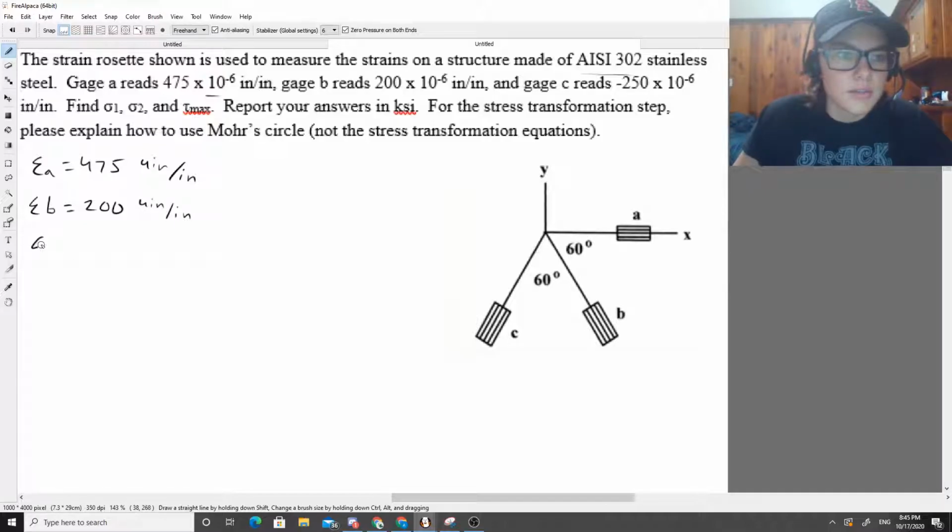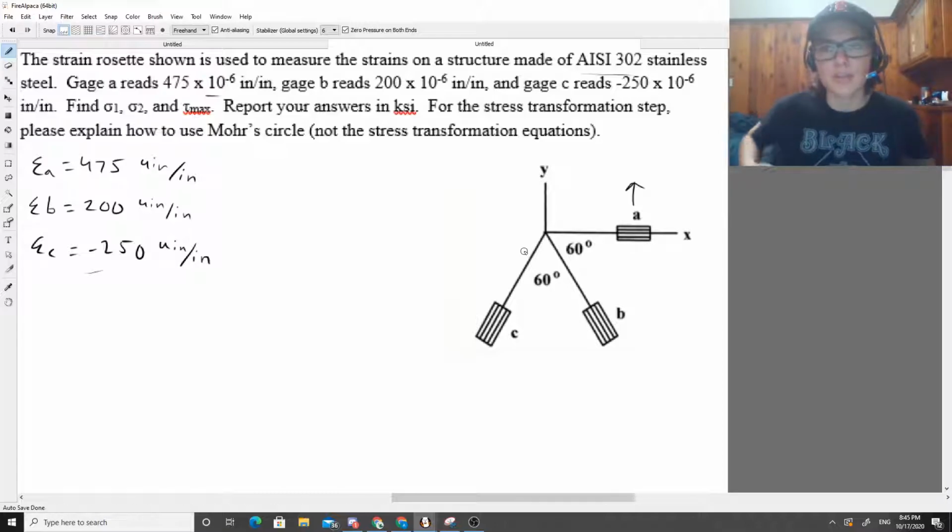And we have strain at C, which is equal to negative 250 microinches per inch. So we have one that's negative. That's just because your strain gauge is going to be in compression rather than tension. Strain gauges are very directional, so if you have, say, some strain going up this way, strain gauge A is not really going to be picking that up unless you have your Poisson's ratio thing and there's some kind of necking, in which case it might pick that up.